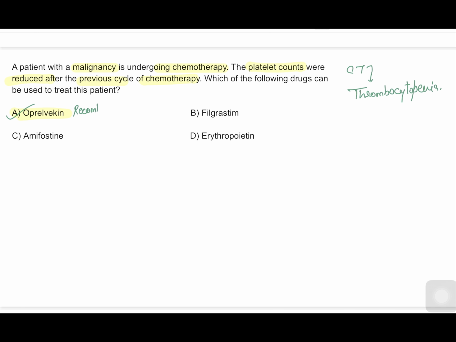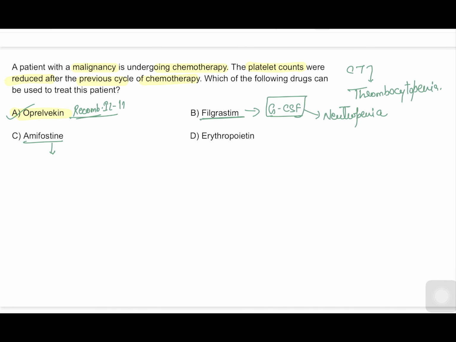It is a recombinant interleukin 11. Whenever we are giving this, it will go and stimulate proliferation and maturation of megakaryocytes. It will treat thrombocytopenia. Why not filgrastim? Because filgrastim is a G-CSF stimulator, meaning granulocyte colony stimulating factor. So it will stimulate them, and it is mostly used in cases of neutropenia developed after chemotherapy.